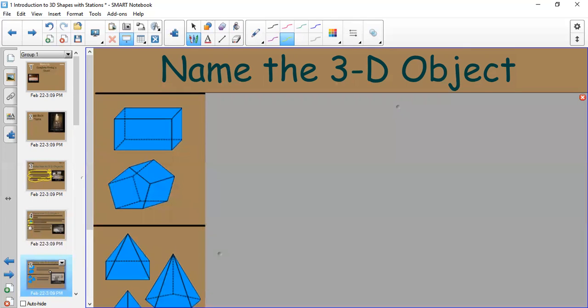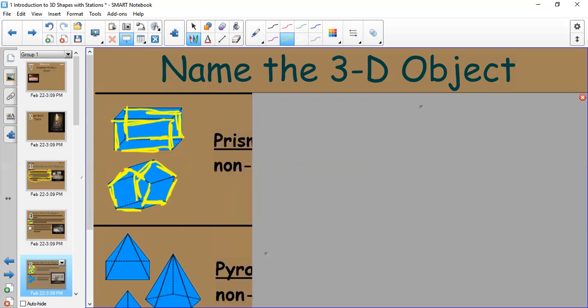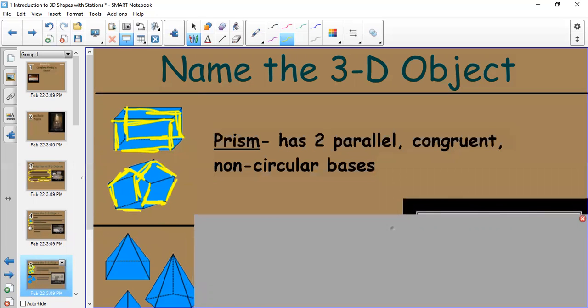All right, now these shapes look totally different, but they have something in common. They both have 2 bases. So this bottom one has 2 5-sided shapes. Those 5-sided shapes are called pentagons. The other one, the one on top, has 2 rectangles. It has more than 2, but it has 2 congruent shapes. So we call those prisms.